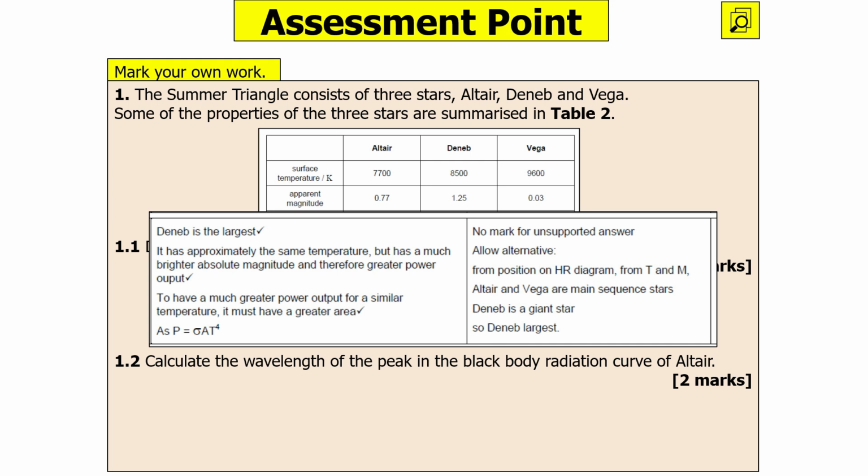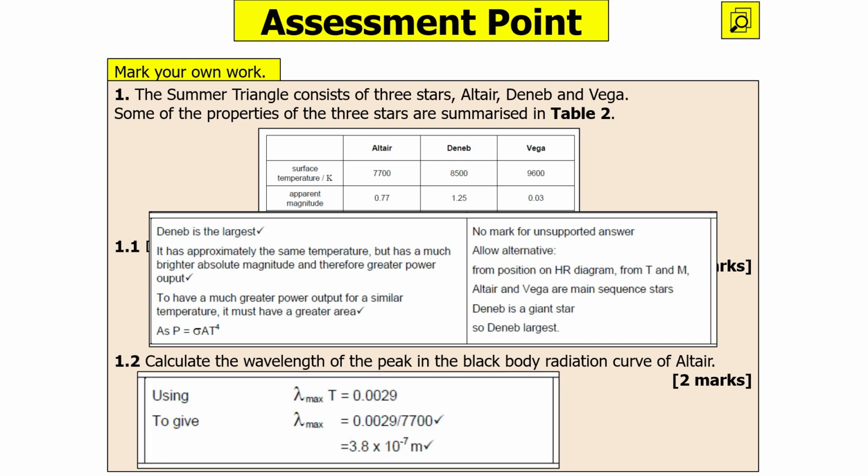So therefore, it must have a much greater power output, so therefore it must be the largest of the stars. So therefore P equals sigma AT to the 4, because T is constant, the only factor affecting P is A, so therefore if the P is the highest, A is the highest.